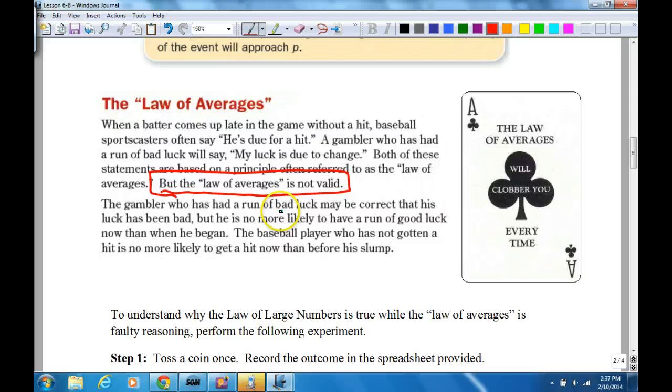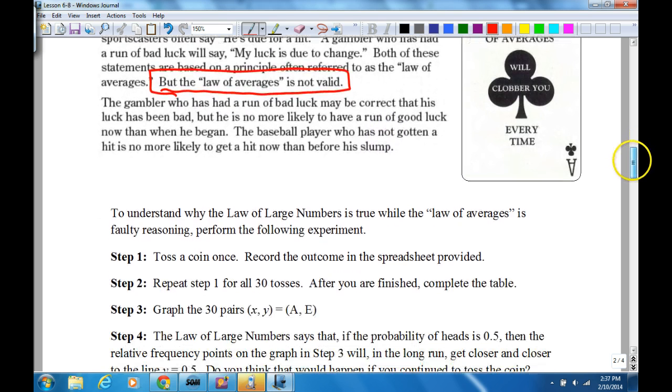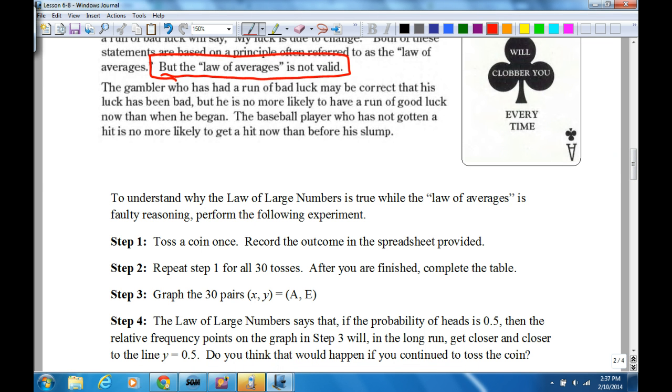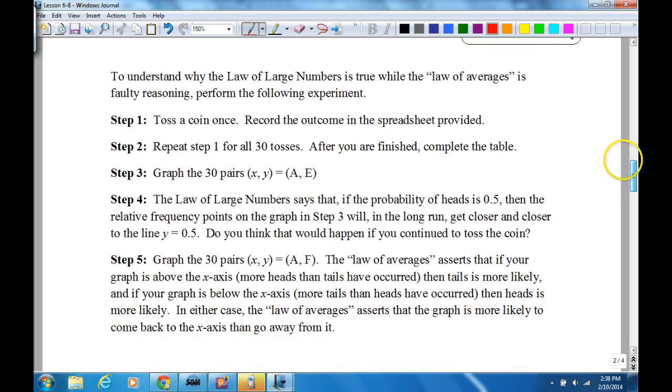The gambler who has had a run of bad luck may be correct that his luck has been bad, but he is no more likely to have a run of good luck now than when he began. The baseball player who has not gotten a hit is no more likely to get a hit now than before his slump. So be sure you understand that the probability isn't changing because he's had so many in a row. It's still the same probability. To understand that the law of large numbers is true while the law of averages is faulty reasoning, we're going to perform this experiment. We're going to take some time to do this. I'm going to stop the video here.